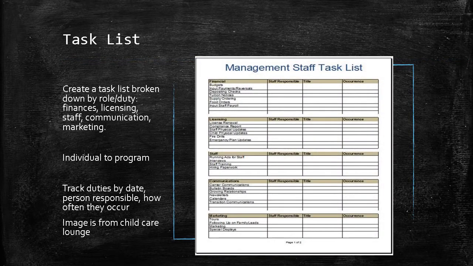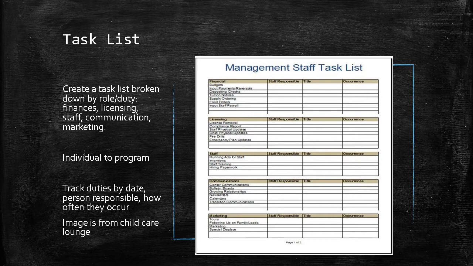So we're going to jump into some specific ways that you can try to keep yourself organized. One of these ways is just a task list, which is basically a to-do list, but it's broken down by role or duty. So for example, in the image that I have, it's broken down by finances, licensing, staff, communication, marketing, but it's going to be individual to your program. If you don't mark it, then you would take that off and you could replace it with state eligibility roles and duties, something like that.